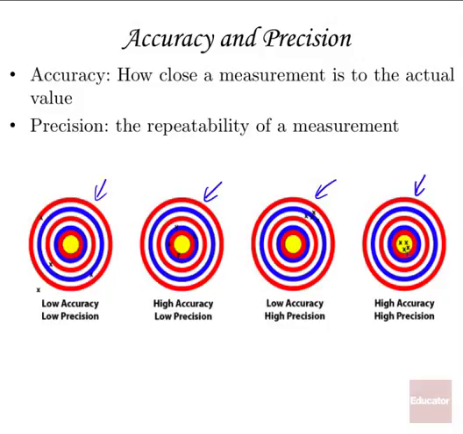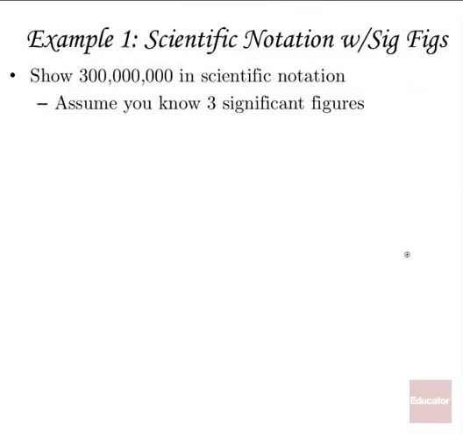All right, so with that, let's take a look at a couple more examples. Let's show this number, 300 million, in terms of scientific notation, assuming we know 3 sig figs. Well, if I know 3 significant figures, and I want to show this in scientific notation, I have one digit to the left of the decimal place, and I know 2 more sig figs, so I'd write that as 3.00 to give me my 3 sig figs, and then I multiply it by 10 to the appropriate power, which would be 1, 2, 3, 4, 5, 6, 7, 8. 3.00 times 10 to the 8th.